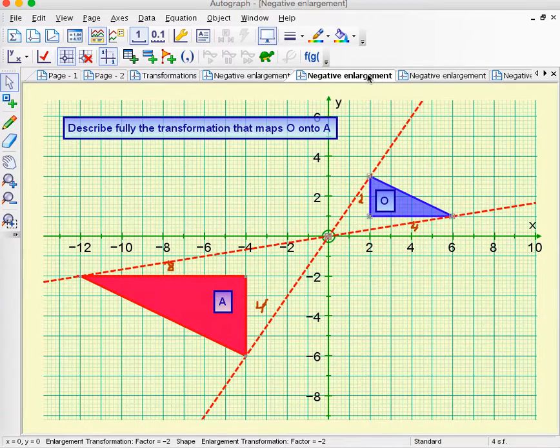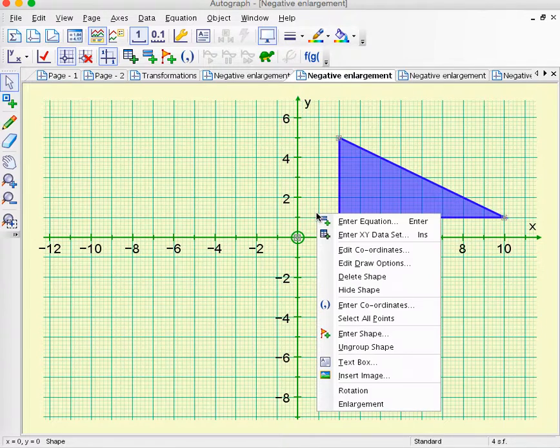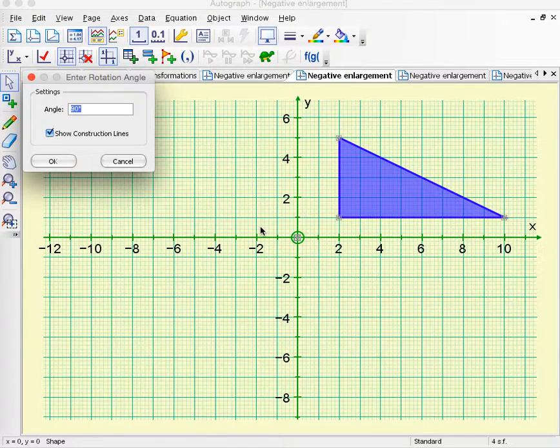Now, just to emphasize something, if I take another triangle and I'm going to rotate this triangle by 180 degrees, let's take the triangle and let's do a rotation. And we're going to do that rotation by 180 degrees. We don't need the construction line.